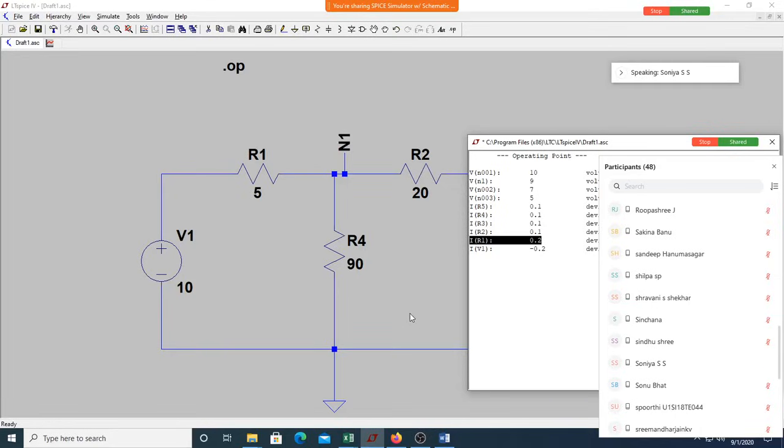So is the 90 into? Okay, 90 into 0.1. So is the equation verified? Is 10 equal to 1 plus 9? Yes, sir, it's verified. 1 plus 9 is equal to 10.